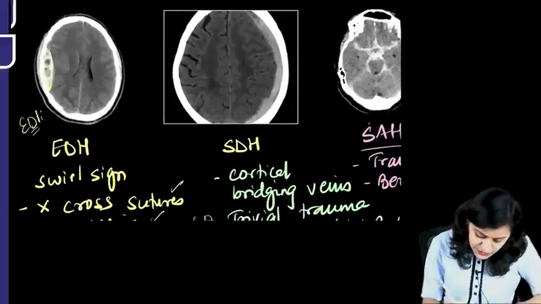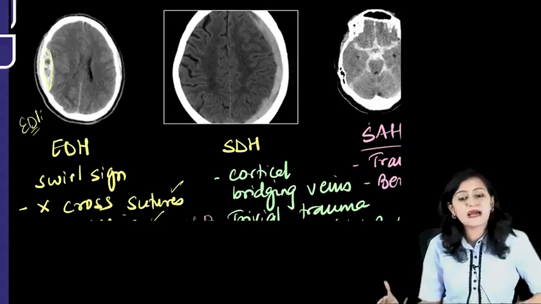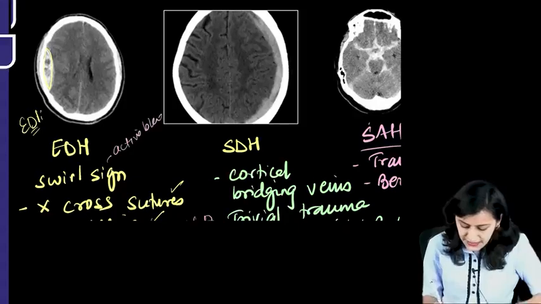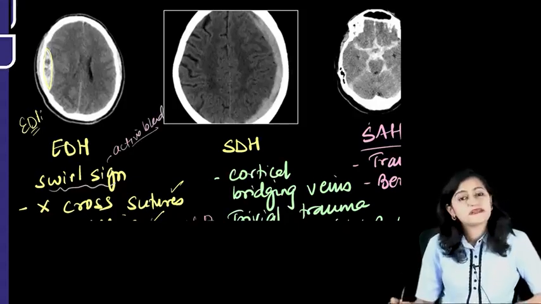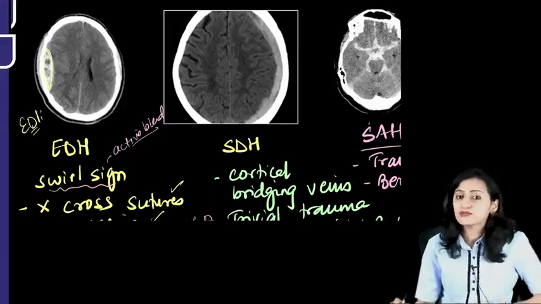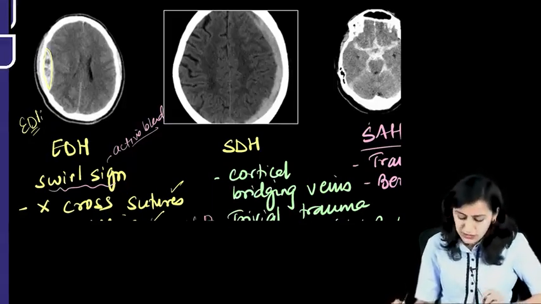In this EDH, when you see the hypodense areas, the black areas, that suggests the area of active bleeding, and that is called the swirl sign. So, when there is a swirl sign, it indicates that active hemorrhage is going on and we need to do decompression. Surgery needs to be done.